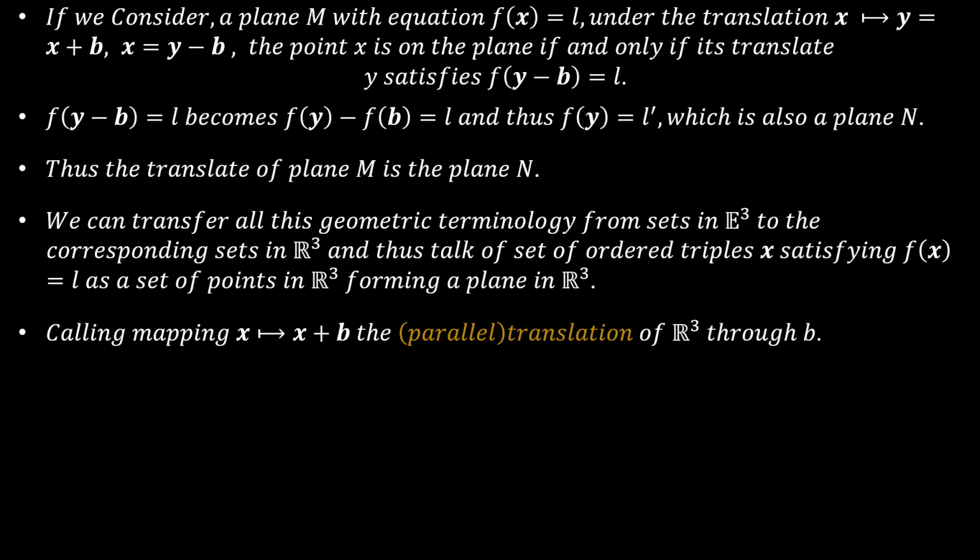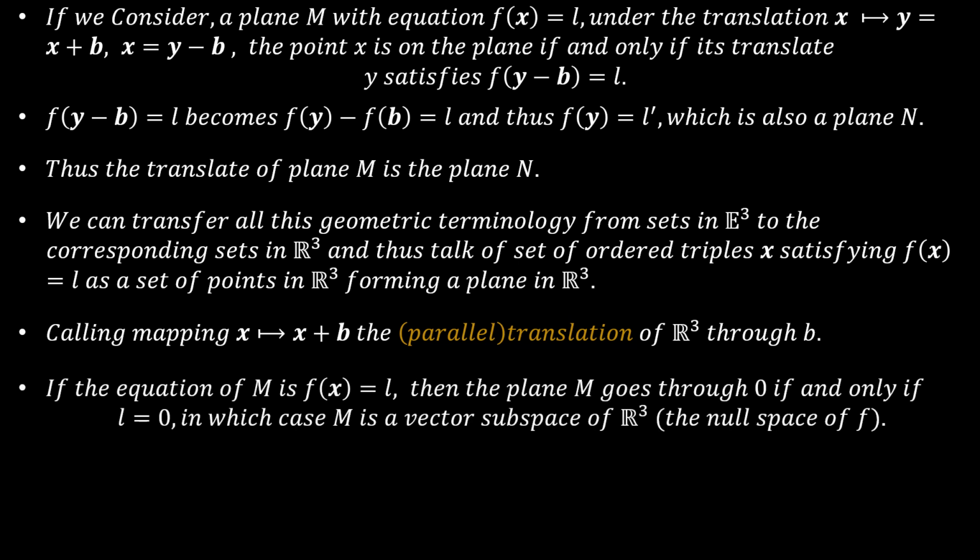So the mapping x onto x plus b, we call that parallel translation of the space R to the 3, or the Cartesian space, through b. If the equation of M is f of x equals L, then the plane M goes through 0 if and only if L equals 0. In this case, M is a vector subspace of the Cartesian vector space, and that is considered to be null. We saw what a null space entails.